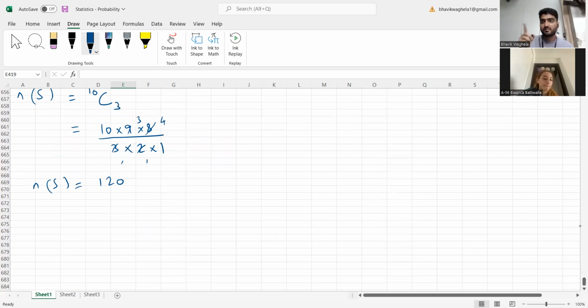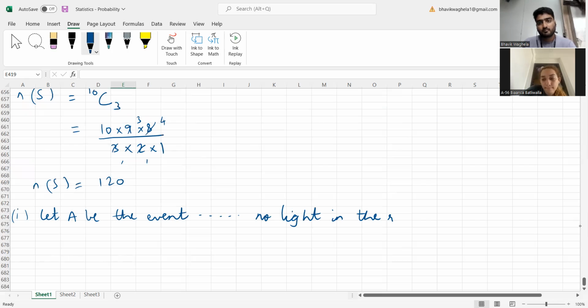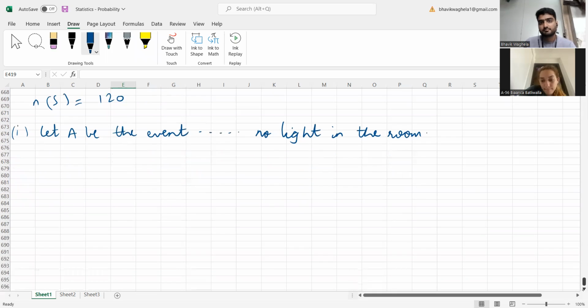Again, we are having 10 lamps, out of which 6 are defective. So for the first part, probability that there is no light in the room. Let A be the event where there is no light in the room. Now for this I need your help. How do we proceed? No light in the room means all the three lamps that were chosen were defective. Because even if out of the three lamps one lamp is lighting, we can say that there is light in the room.